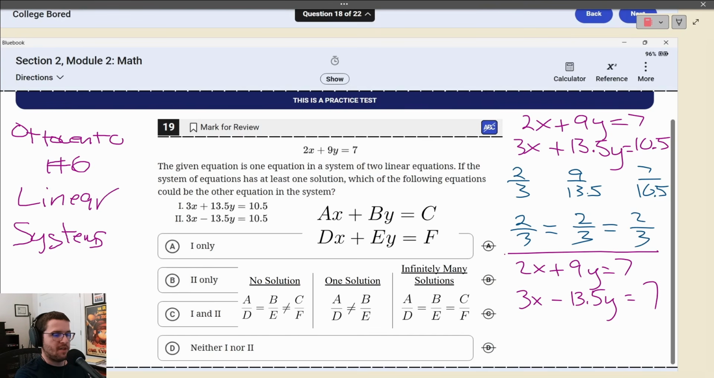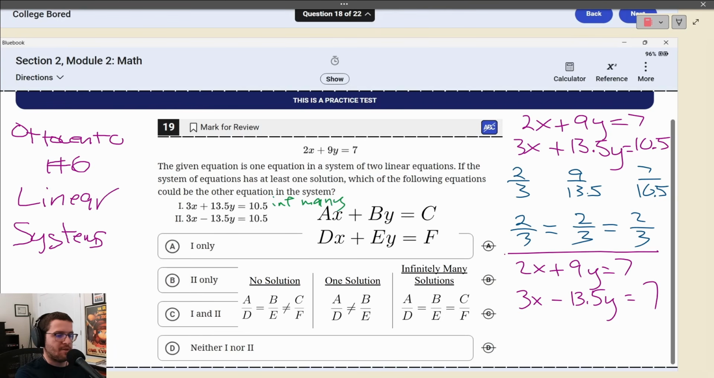So the first equal sign tells us same slope. Second equal sign tells us same y-intercept. So that means it is just like this one down here, and it has infinitely many solutions. So when the original equation is paired with option 1, it has infinitely many.